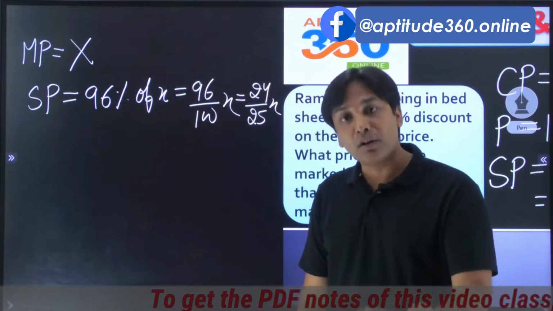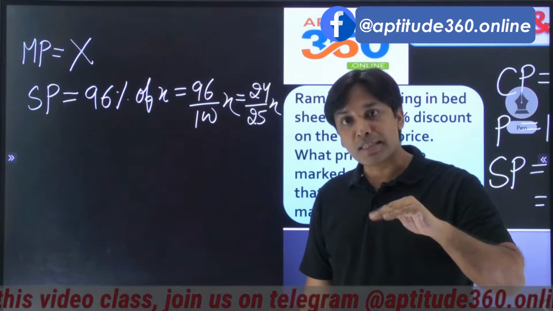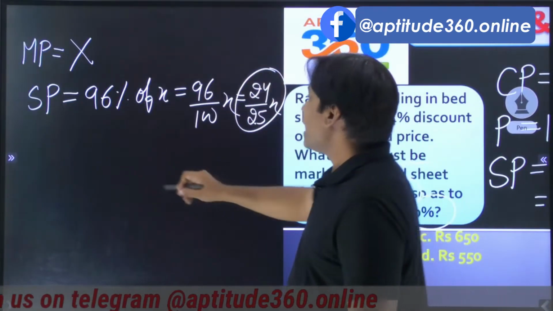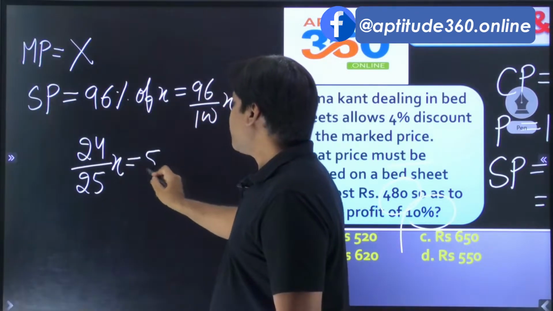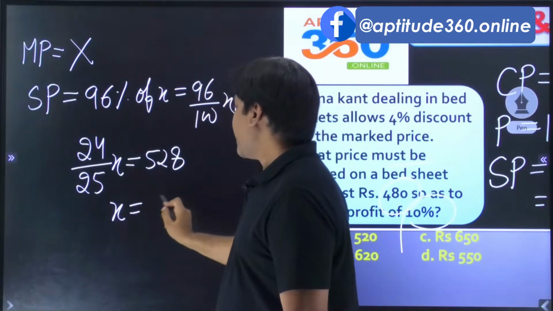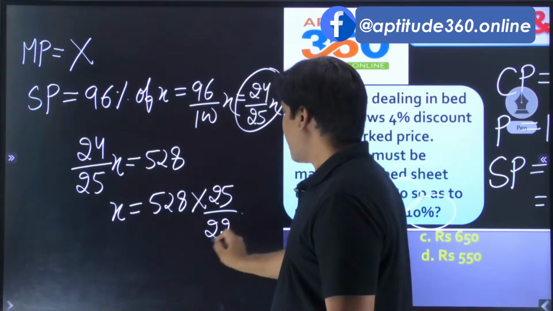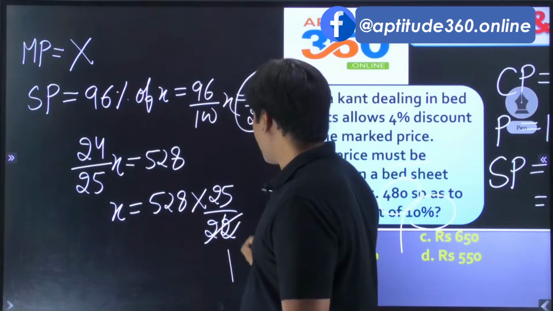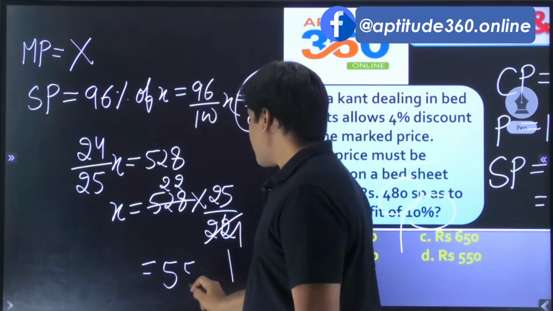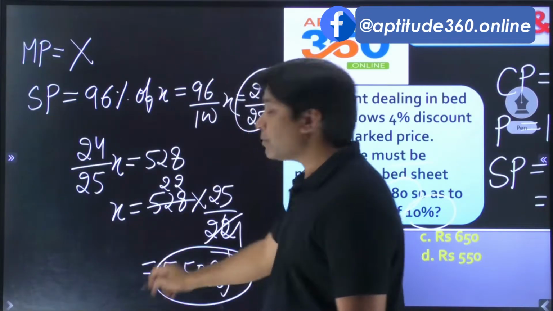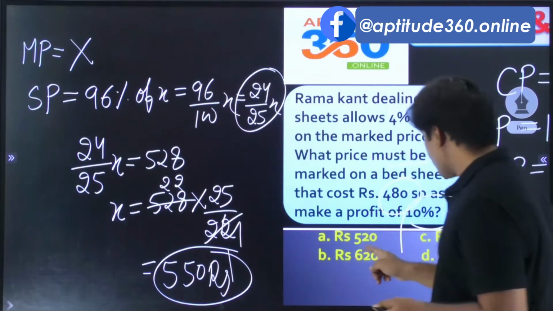Marked up price we need to find out in this problem. We have assumed this to be X. 4% discount has been offered onto this marked up price, and then you will be selling at this price. और ये हमारे को पहले से पता है, 24 by 25 X is equal to 528. So what is going to be the value of X? 528 divided by 24 by 25, and if you simplify this thing, this value comes out as 550 rupees. So the marked up price is coming out as 550 rupees, which is the option over here, this option.